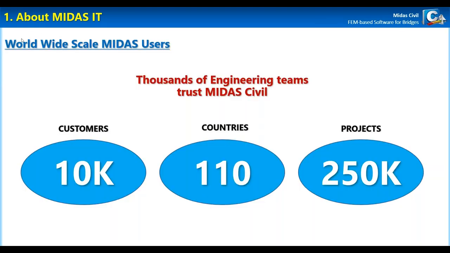So we can see that a lot of engineers trust Midas Civil product. And you can see that we have about 10,000 customers in 110 countries. And the number of projects that have been using Midas Civil is about 250,000.